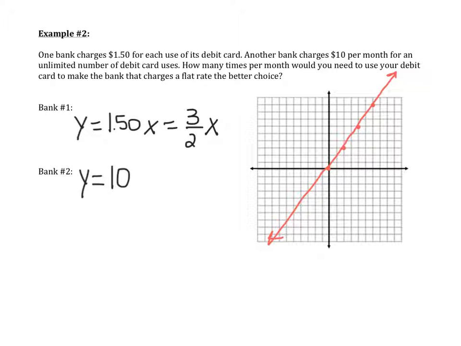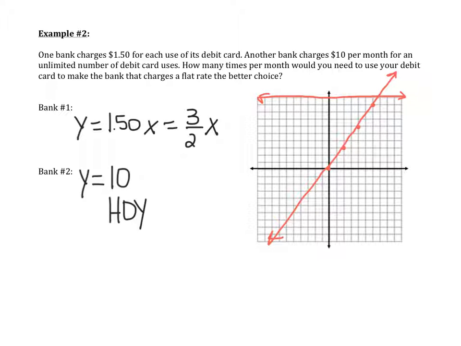To graph y equals 10, that would be a HOY problem since it's y equals, so I know it's going to be a horizontal line going through the y-axis where y is equal to 10. So I'm simply just going to go up 10 units on the y-axis and draw a horizontal line through it. And there's my graph, y equals 10.